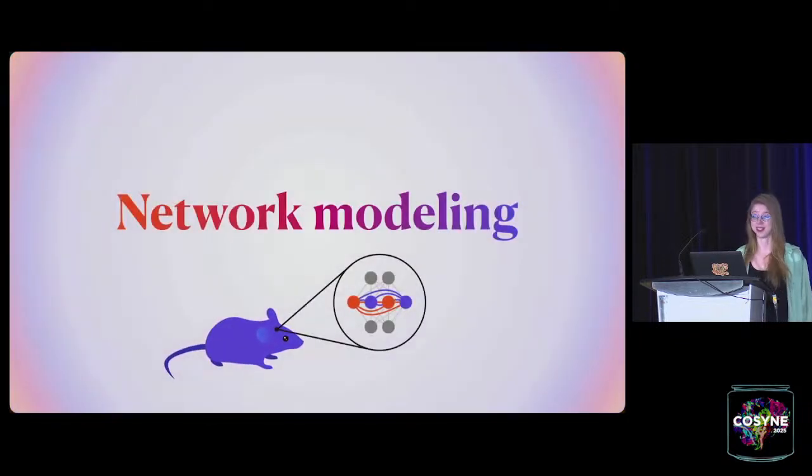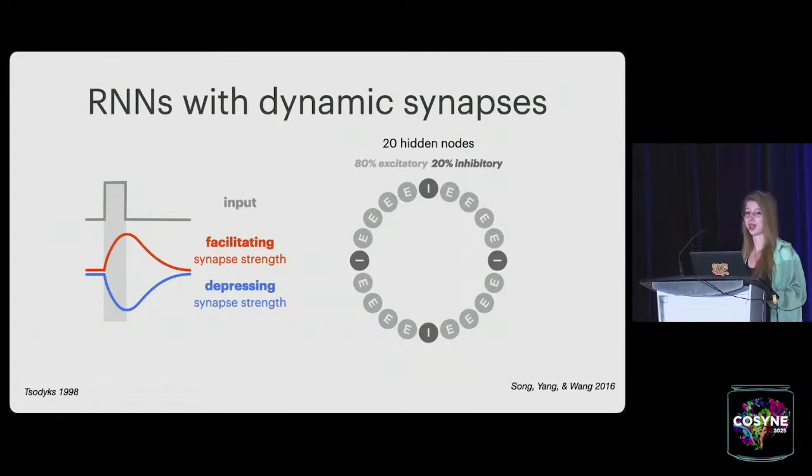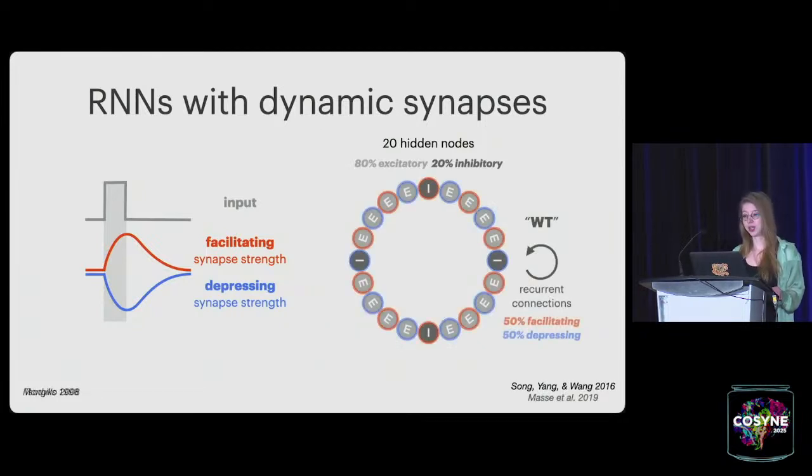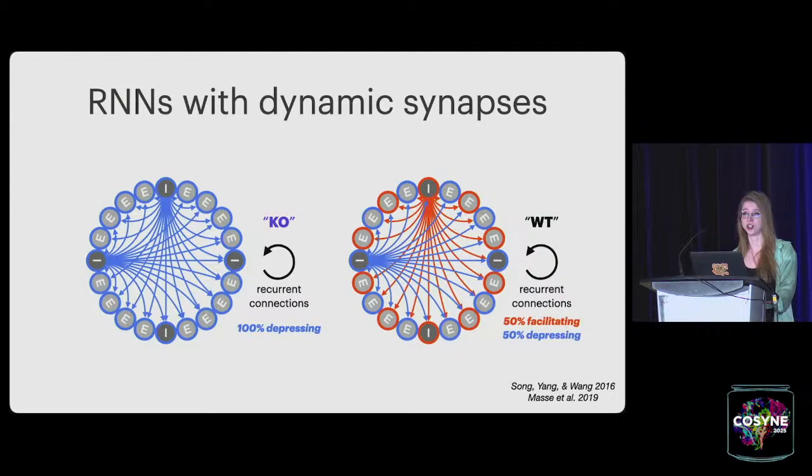So to explore how facilitation might support this type of flexibility, we turned to recurrent neural network modeling. We used modified vanilla networks with both excitatory and inhibitory neurons, and the key modification was that recurrent weights were modulated by short-term plasticity during a trial, using a rate-based implementation of the well-established phenomenological model of activity-dependent facilitation and depression by Tsodyks and Markram. We made two types of networks, so wild-type networks with a 50-50 split of depression and facilitation at hidden layer connections, and knockout-type networks exhibiting only depression, so more similar to what a SYT7 knockout brain would be like.